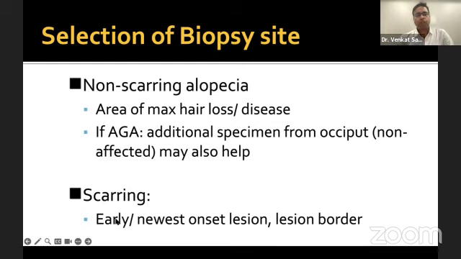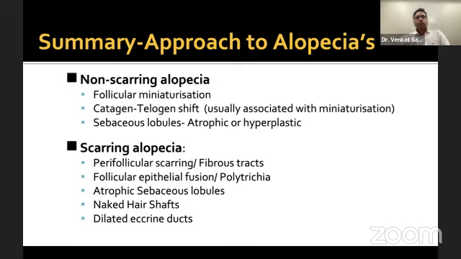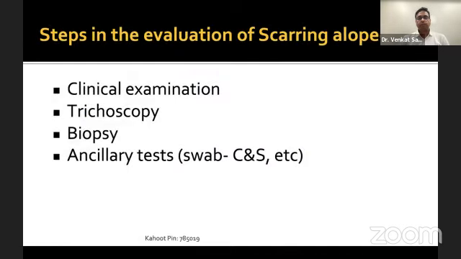Scarring alopecia, you want to take the biopsy from the early, newest onset lesion or the lesion border. No point taking a biopsy from the center of the lesion because you're only going to see a scar there. You won't see what has caused the scar. So histologically, this is my approach to alopecias. If it's non-scarring, this is what I look at. If it's scarring, these are the features we look at on histology, okay? You can take a screenshot of it. I won't dwell on this in greater detail.